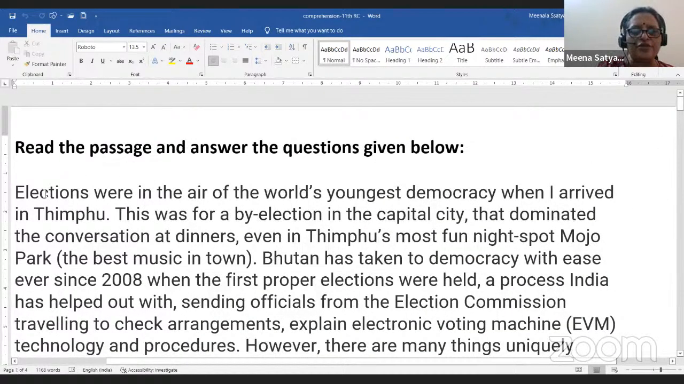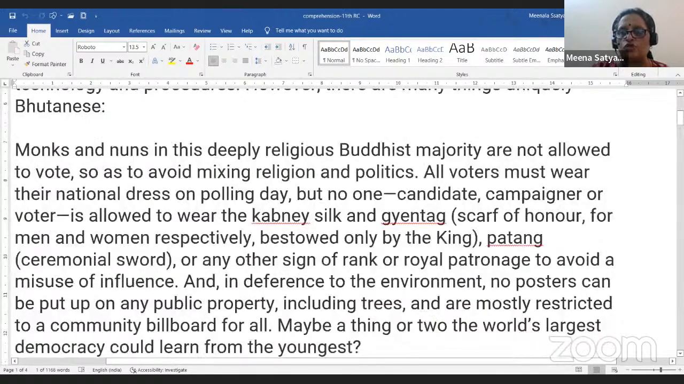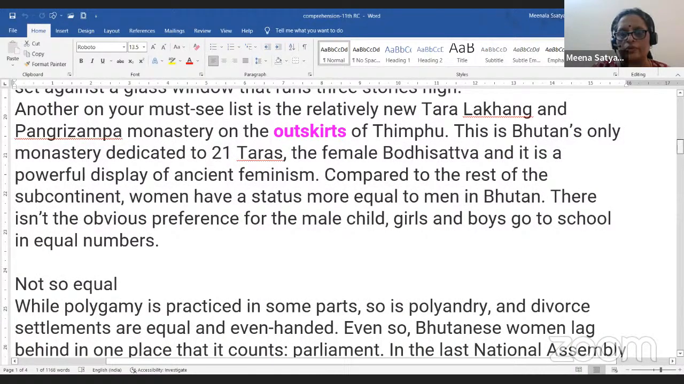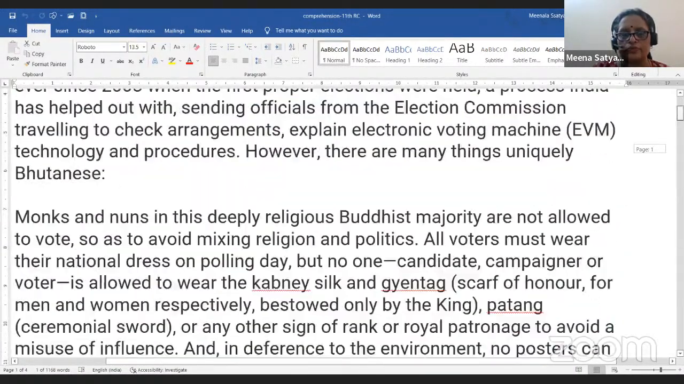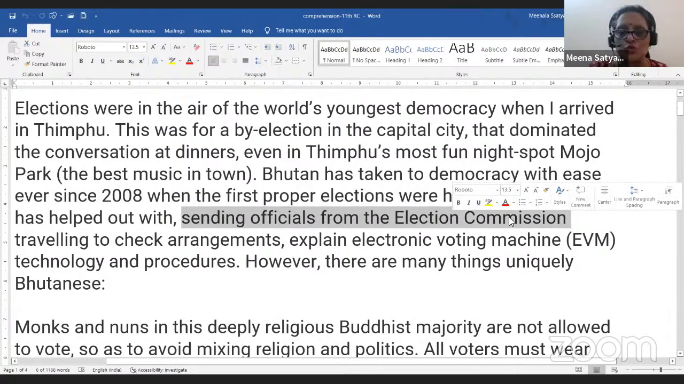Yes, the very first word you have seen is elections. So you know something of elections is there in that first paragraph. So you see, the main idea is elections. You got it in the first paragraph. Now it says India sent people to elections over there. Monks and nuns were, oh, sorry. Okay, that's the thing it said. So if you see, India has helped out by sending officials from the election commission. So that was a true statement.